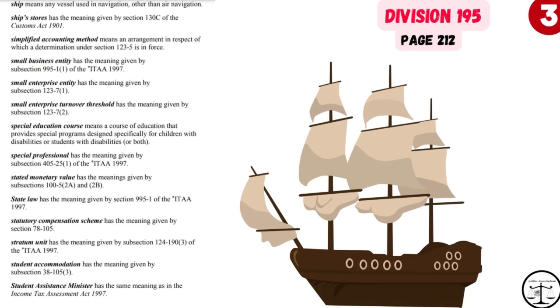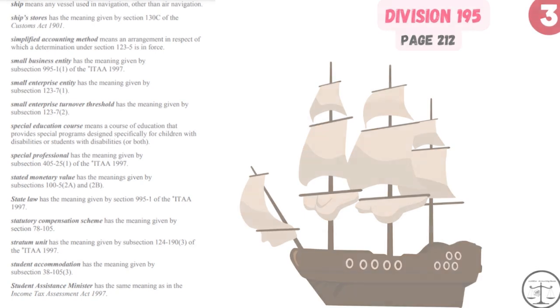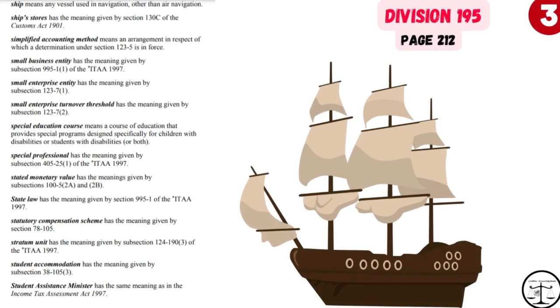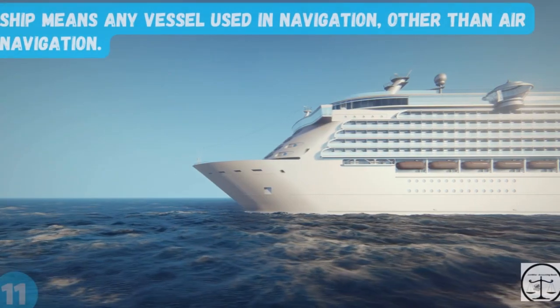15. Small enterprise entity. 16. Small enterprise turnover threshold. 17. Special education course. 18. Special professional. 19. Stated monetary value. 20. State law. 21. Statutory compensation scheme. 22. Stratum unit. 23. Student accommodation. 24. Student assistance minister. Word number 11.